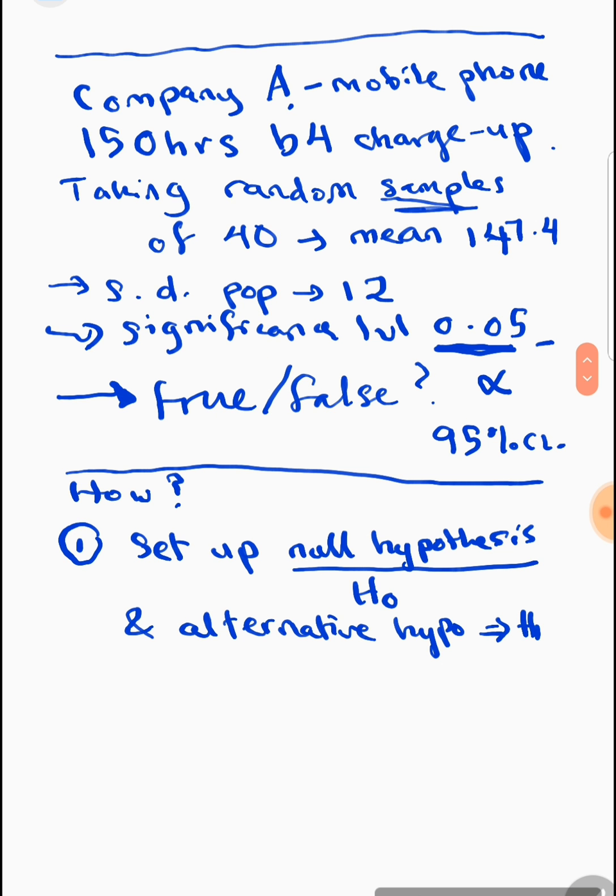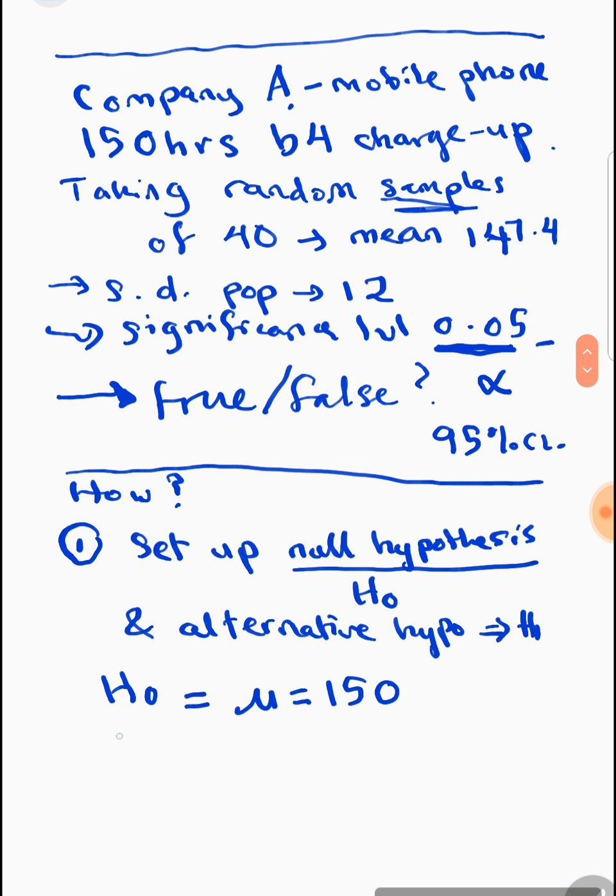So if you look at this example earlier, what is the assumption made here? Company A assumes and claims that the mobile phone lasts 150 hours before the next charge up, right? So therefore, our H0 is that our mu is equal to 150. You see how it goes, right? We usually use the symbol mu here because mu and 150 refer to the population. It claims that all the phones in the company last 150.